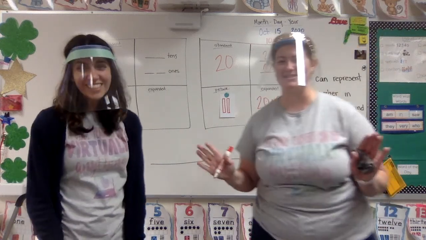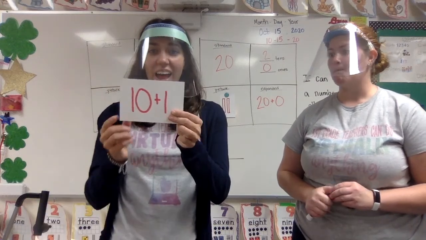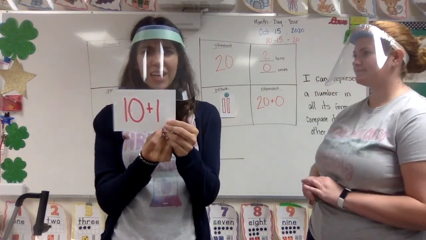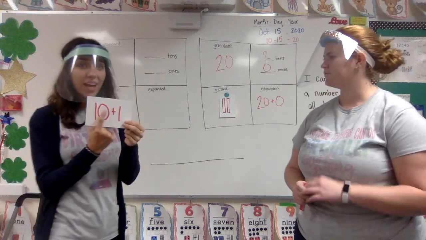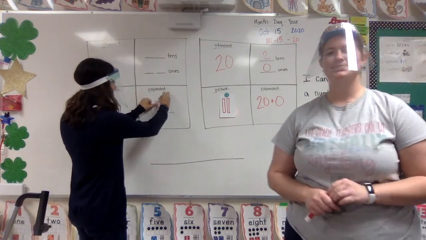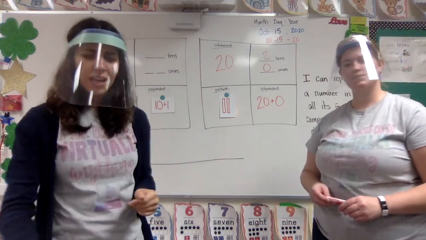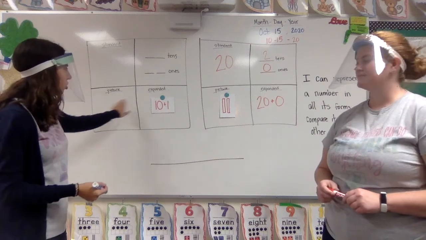Okay, Miss Lestico, it's your turn. Pick a card. Okay, I'm going to go ahead and draw my card. And it says 10 plus 1. Now, I know if I have a plus sign, that means that I've expanded the number, so I've made it bigger. So this is going to be my expanded form. And looking at this, I can draw my picture.